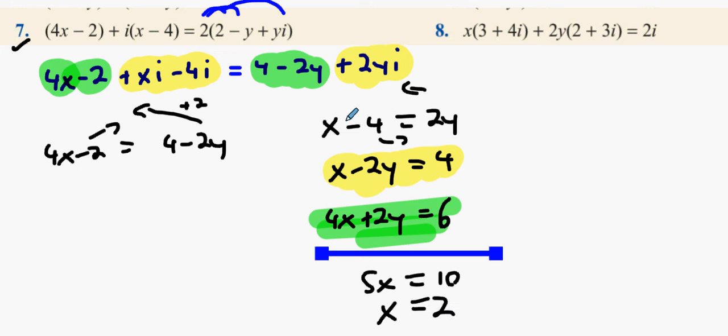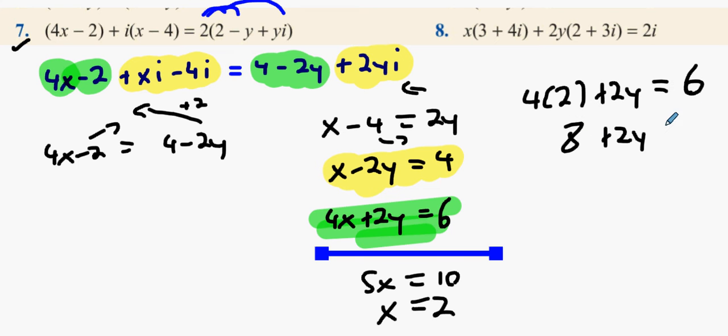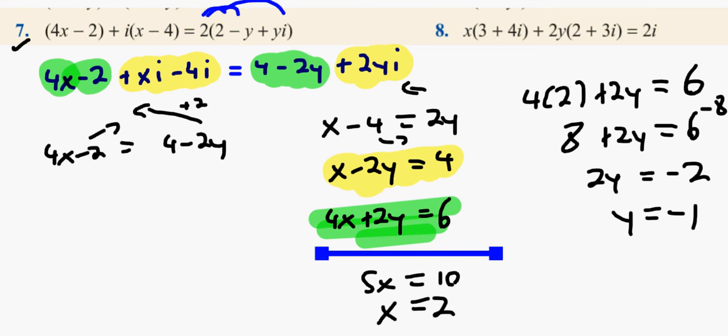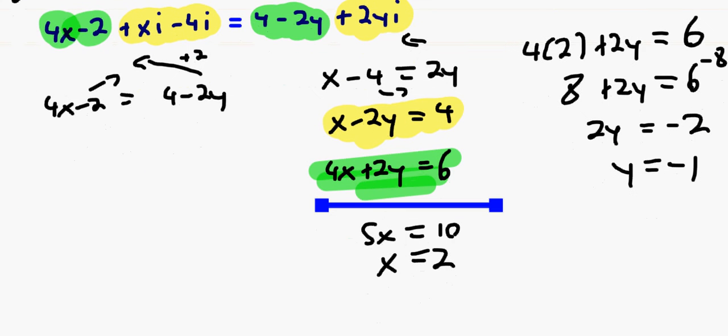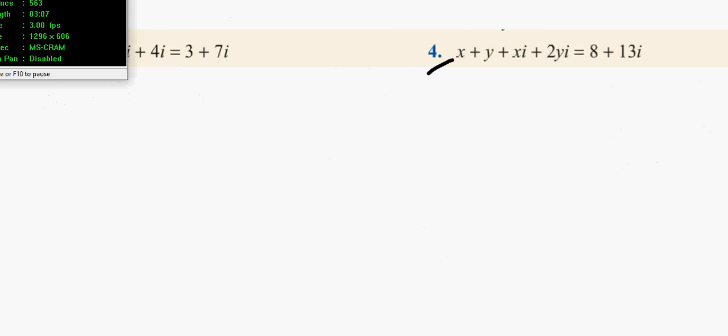Let's pull it back up the top here. I'm going to insert it into the yellow equation, okay? Actually, no, the green equation is easier. Green equation would be 4 times 2 plus 2y equals 6. 8 plus 2y equals 6. Bring the 8 over the other side, it becomes minus 8. So 6 minus 8 is minus 2, and then y will equal minus 1. Alright, any bother with that one? Now, yes.